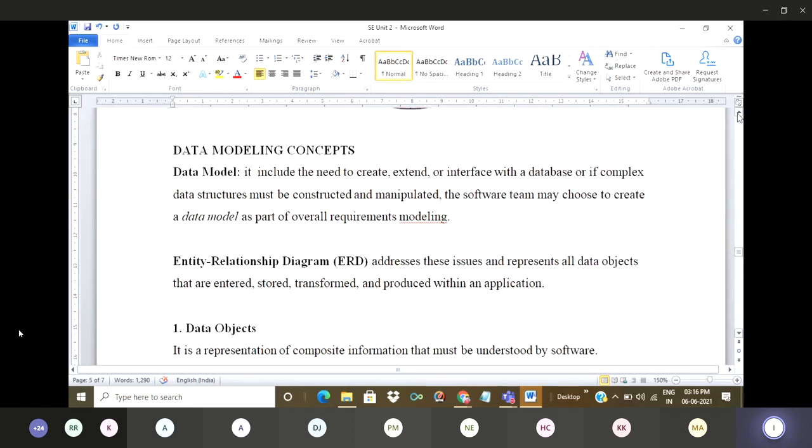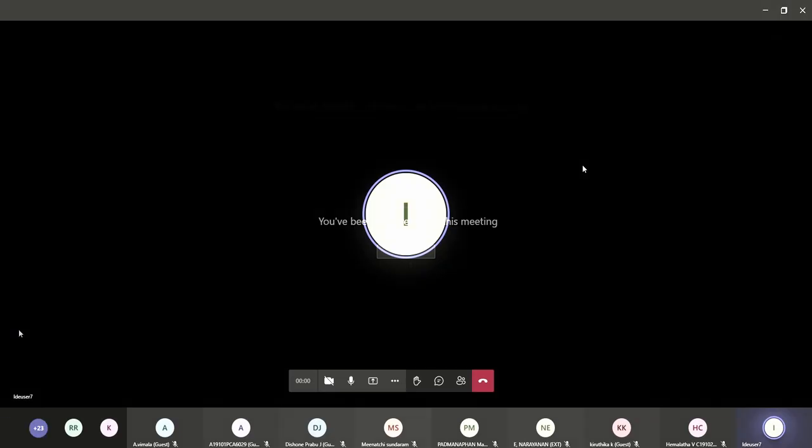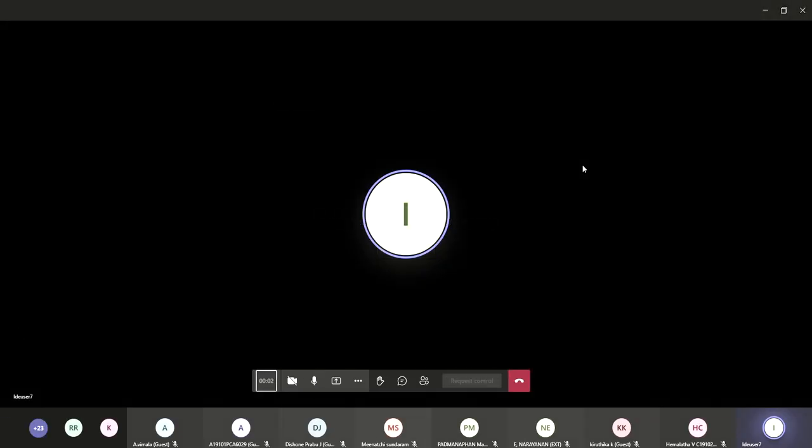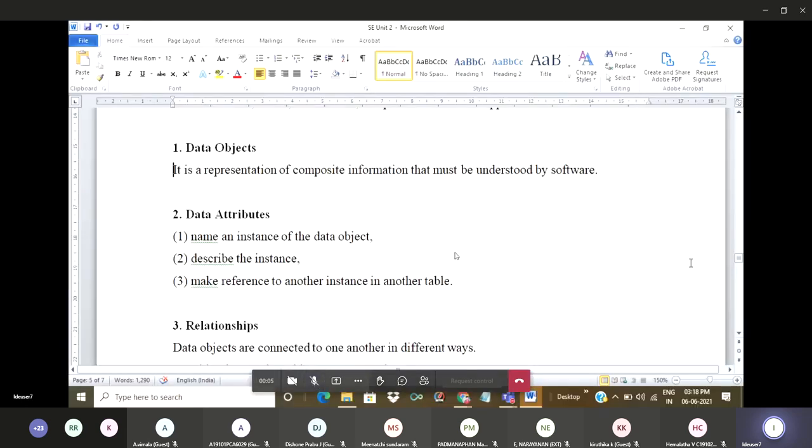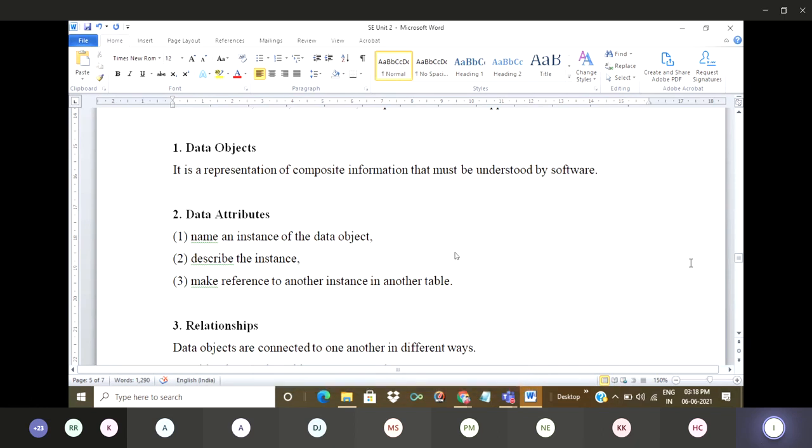What does it mean by data model? What does it mean by data object? It is a representation of composite information that is understood by the software. Then data attributes. What attributes must be there in a data model? First, the name of an instance of the data object, describe the instance, and make reference to another instance in another table. These all come under data attributes.